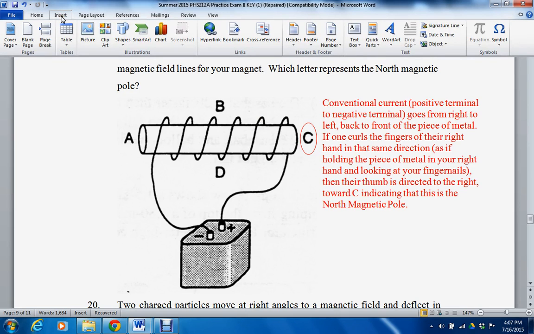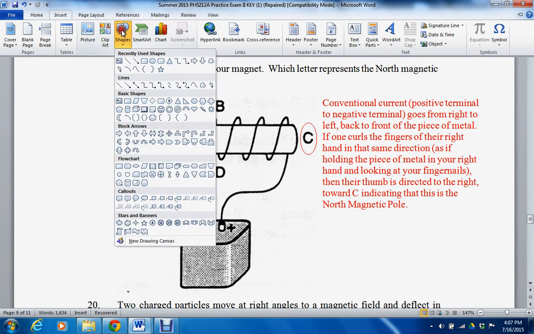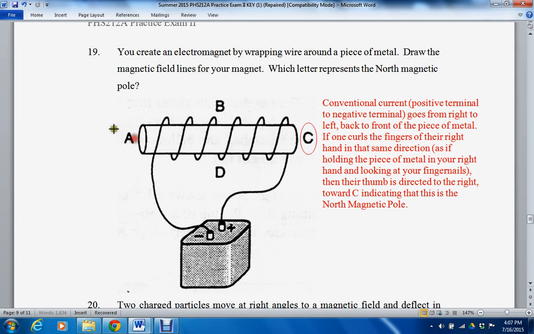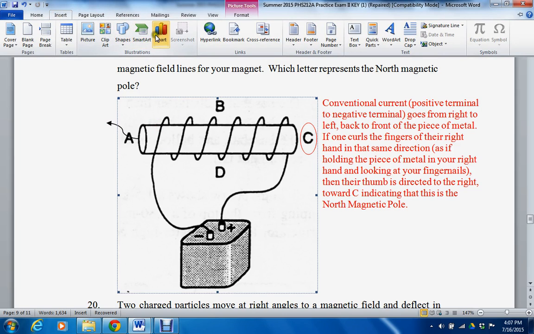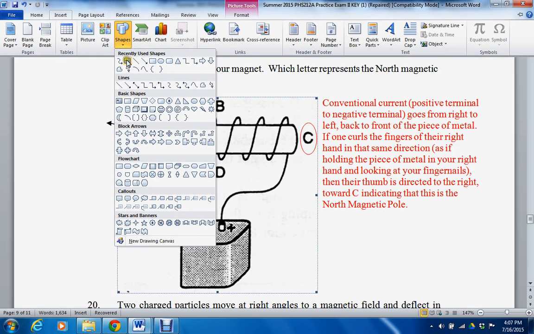Insert, drawing, shapes. How do you do the squiggly lines with the arrowheads? Is it this? Oh, come on, don't stop. Oh, I didn't do that very well. Insert, shapes.